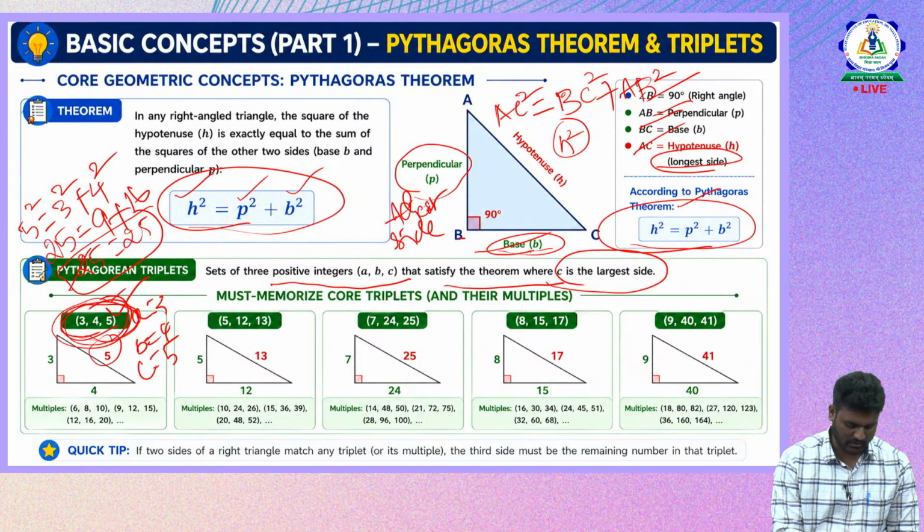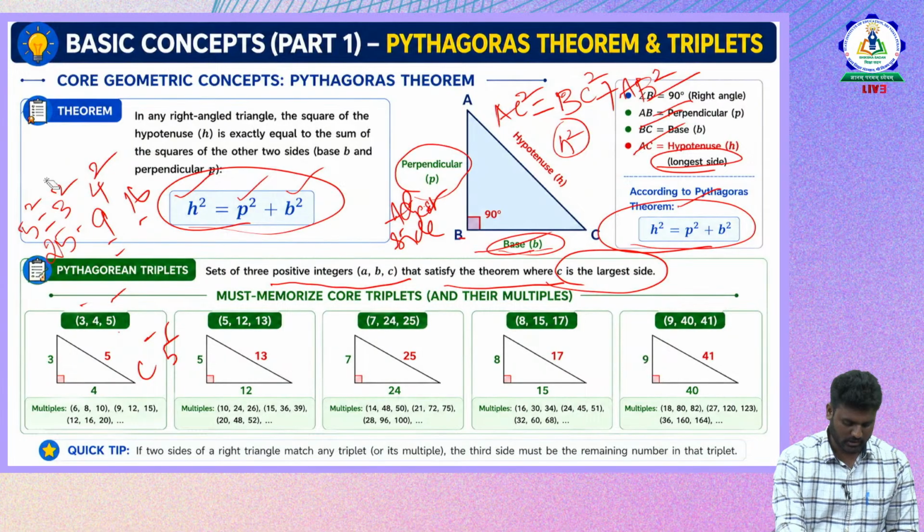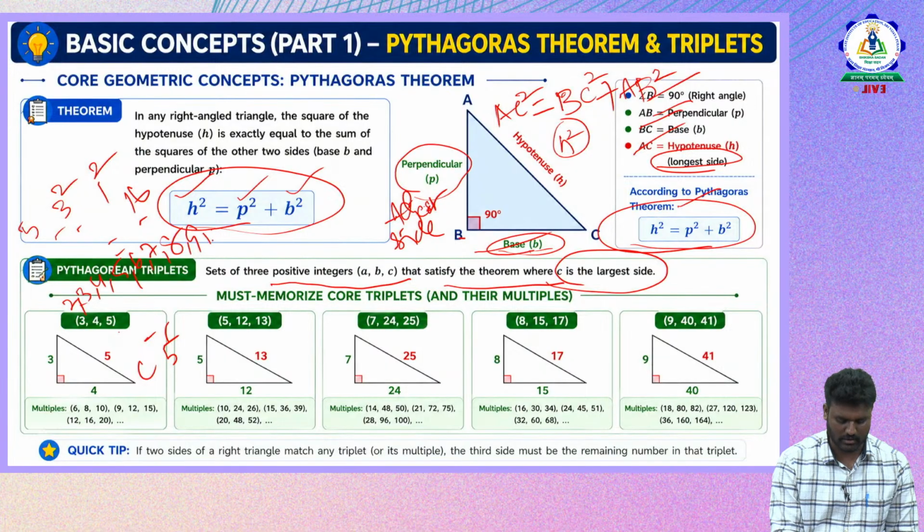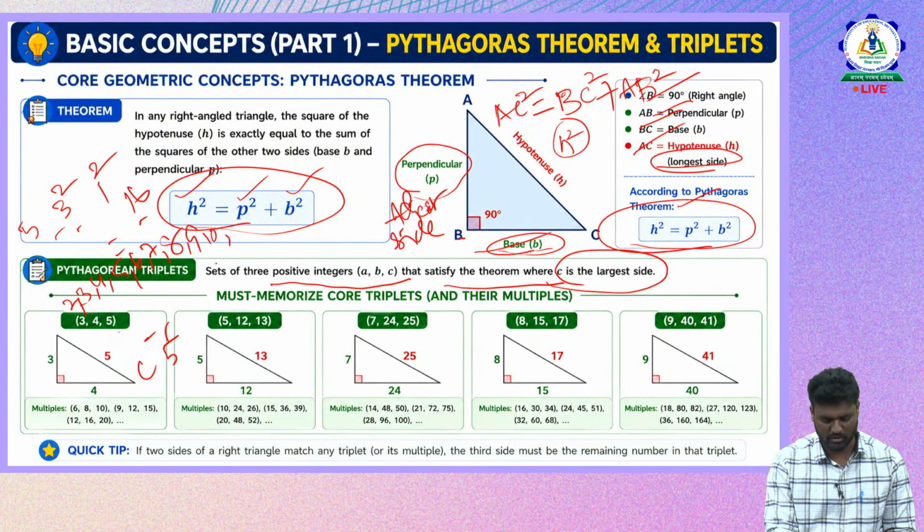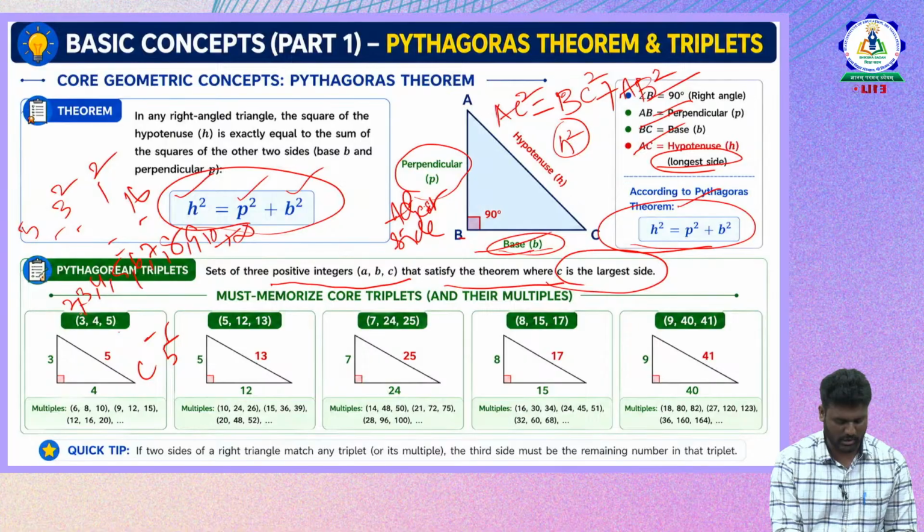So if you remember multiples of 3, so that means 3 2s are 6, 3 3s are 9, 3 4s are 12, 3 5s are 15, 3 6s are 18, 3 7s are 21, 3 8s are 24, 3 9s are 27, 3 10s are 30, like that. So if you remember the multiples of 3.